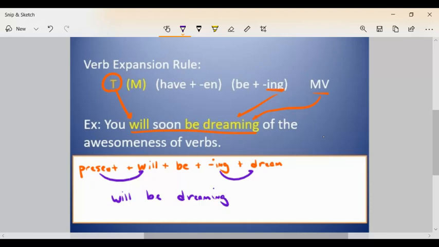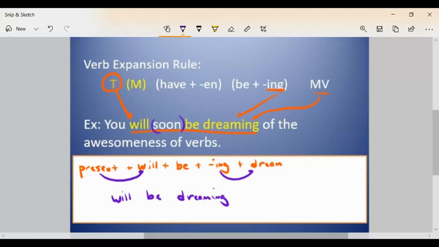Will soon be dreaming. This soon is going to be an adverb. It's like using the word not or some other adverb in here. It's not really part of the verb at all. And so this is how we take on using the verb expansion rule to show what words actually aren't part of the verb string. So will be dreaming.